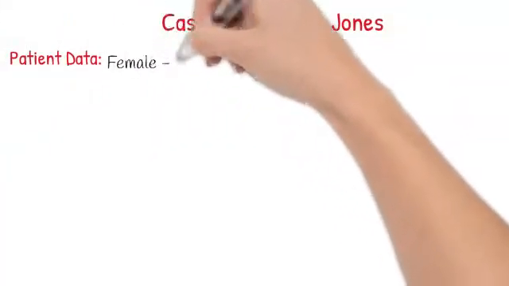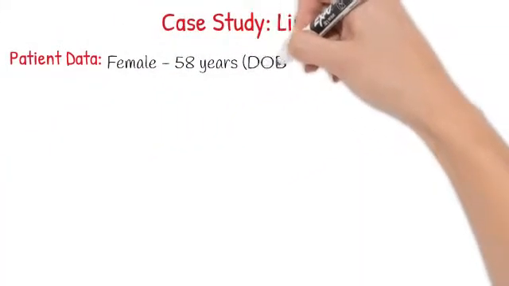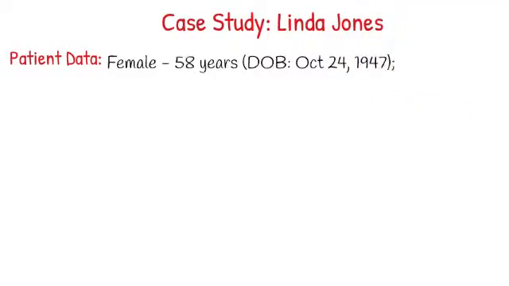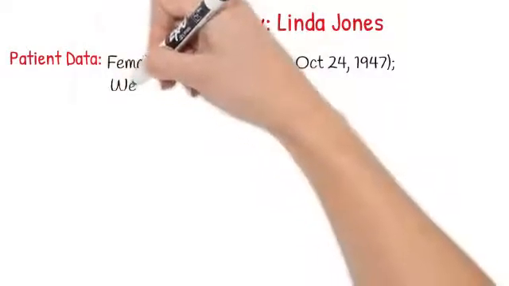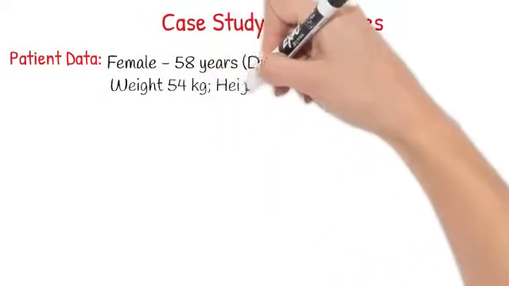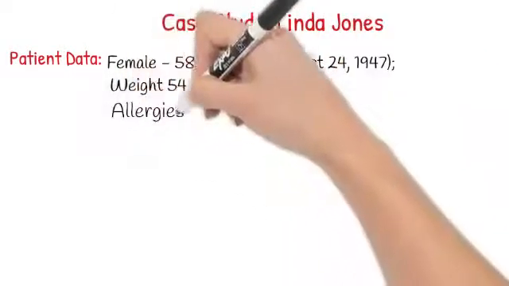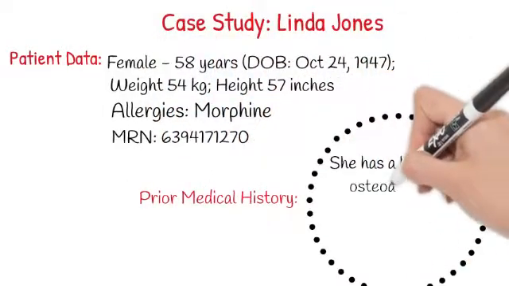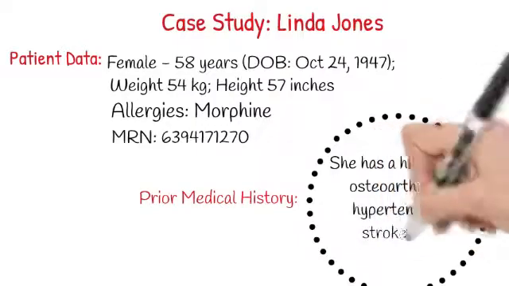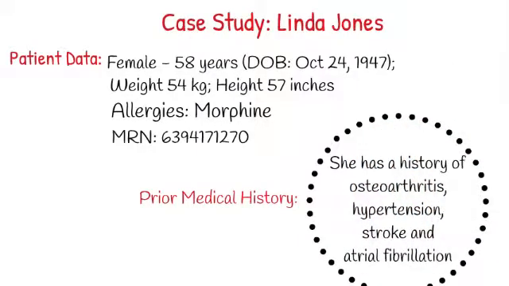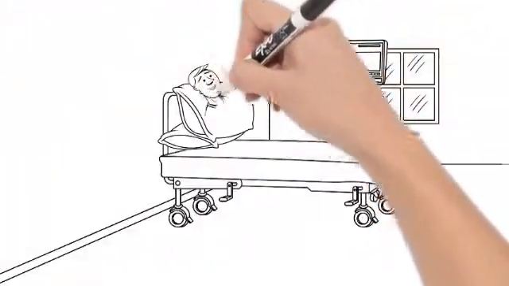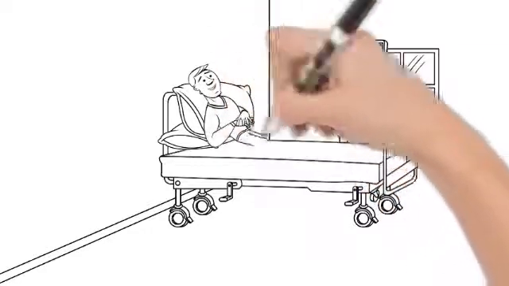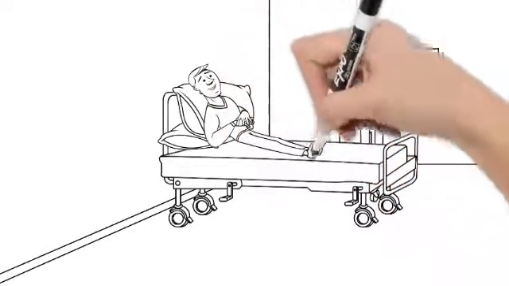Case study. Patient Linda Jones, female, 58 years old, date of birth is October 24, 1947. She weighs 54 kg. She has allergies to morphine. Her medical history includes osteoarthritis, hypertension, stroke, and atrial fibrillation. Her recent medical history is that she fell at home and sustained a fracture of the left hip.